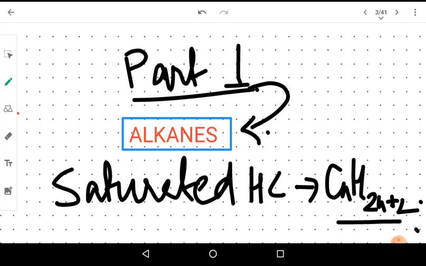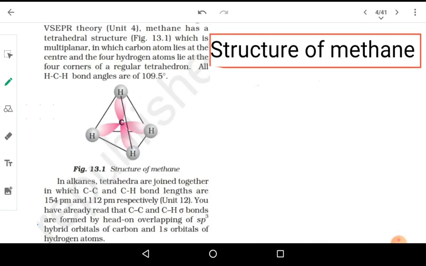So let's move on. In this chapter, we will be mainly discussing the structure of methane. Then we will be discussing the IUPAC nomenclature, isomerism, preparation of alkanes, and the properties of alkanes. So let's discuss the structure of methane first.